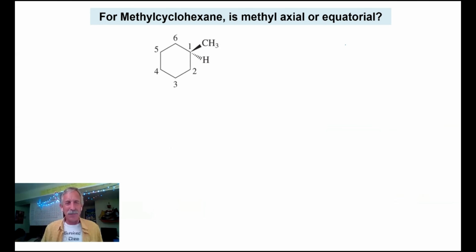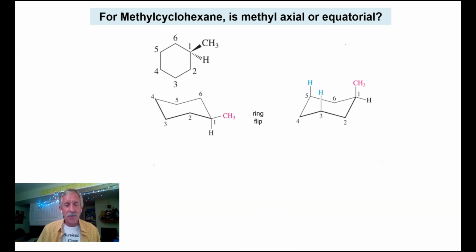Of course, I want to put groups. I want to put other things than hydrogens in the axial and equatorial position. I might want to put a methyl group on here and make methylcyclohexane. So the question is, if I gave you methylcyclohexane in this conformation with the wedge coming above and out of the board and the dotted line H, is this methyl axial or equatorial? How do you know?